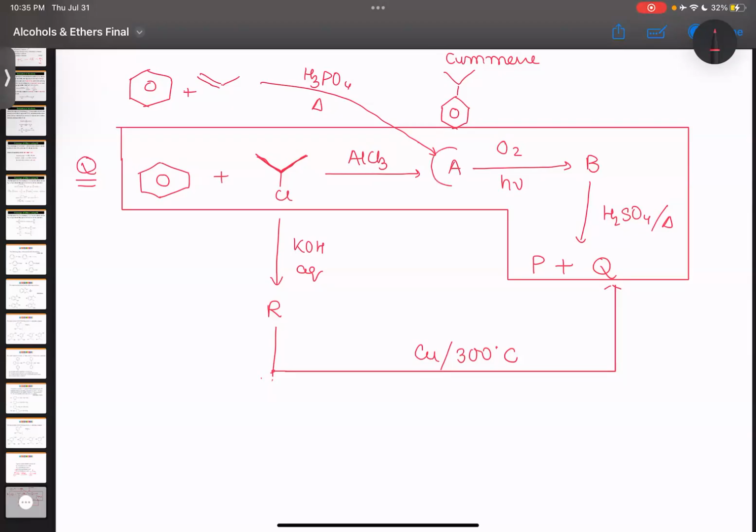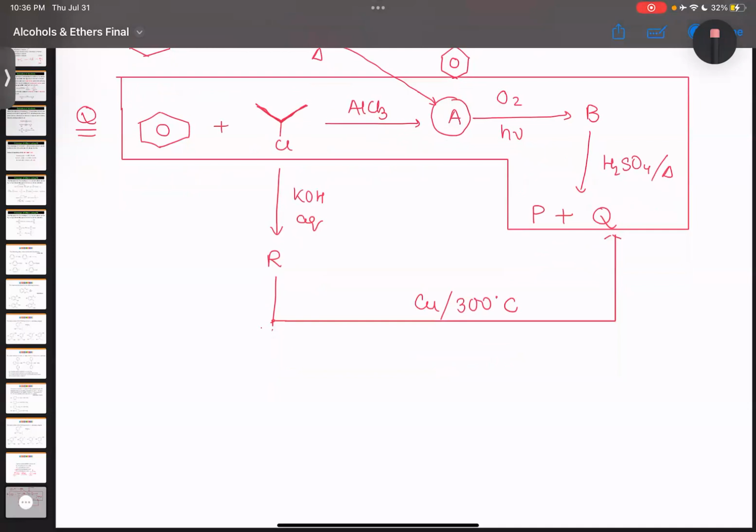This is clear, right? And now B is what? B will be cumene hydroperoxide. So that is clear. But out of P and Q, one is phenol, because that was the method for the preparation of phenol. And another one is acetone, which is a byproduct of the hydroperoxide method, because when that isopropyl group gets connected to oxygen, you have the double bond of acetone. Got it?